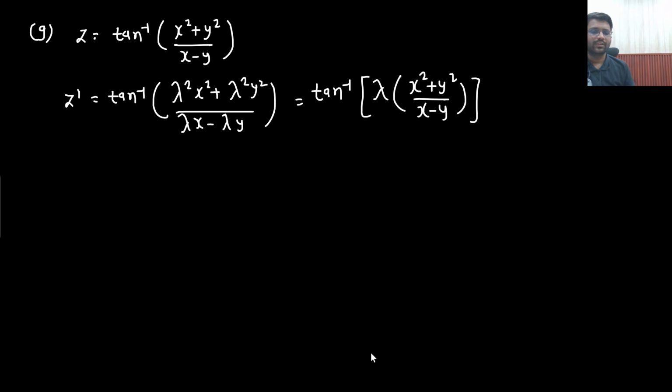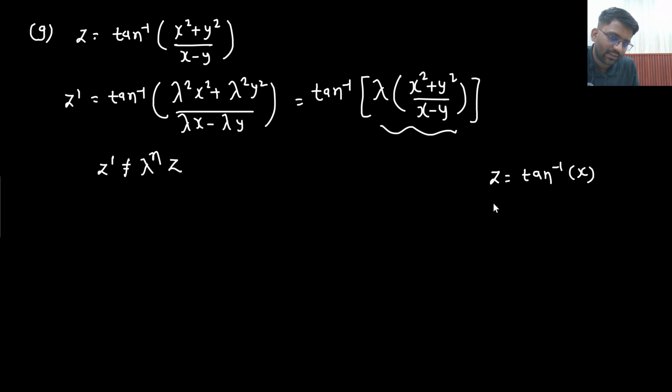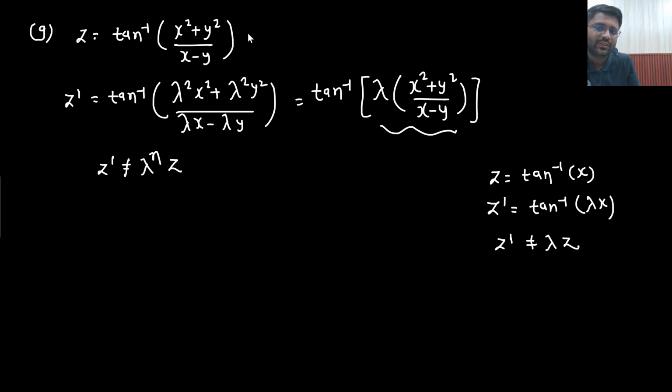There you go. Is it a homogeneous function? Basically, can you write down z dash in terms of this? No, it cannot be written. Z was tan inverse of some expression, and z dash is coming out to be tan inverse of lambda times that expression. So z dash is not equal to lambda z. So it is not a homogeneous function.